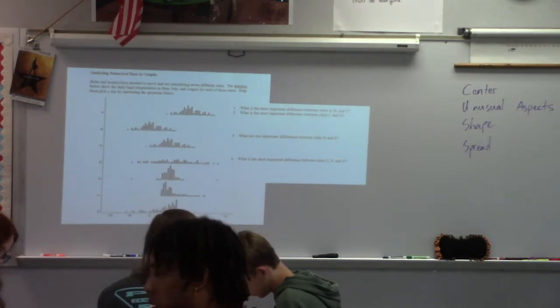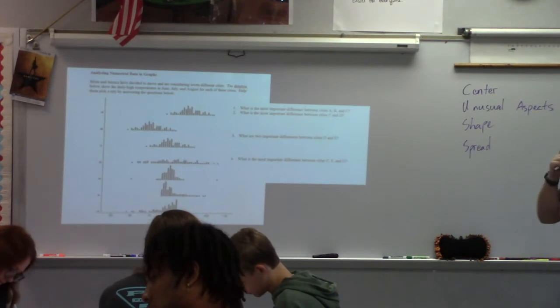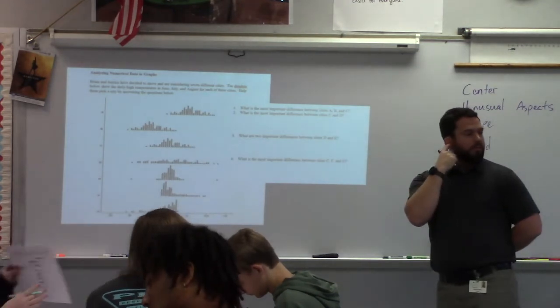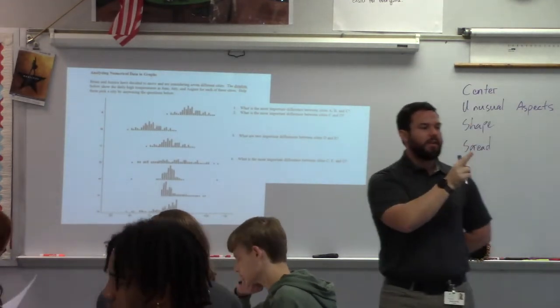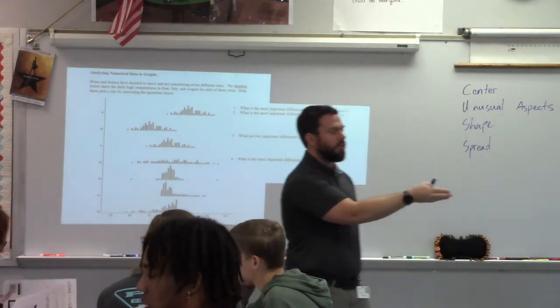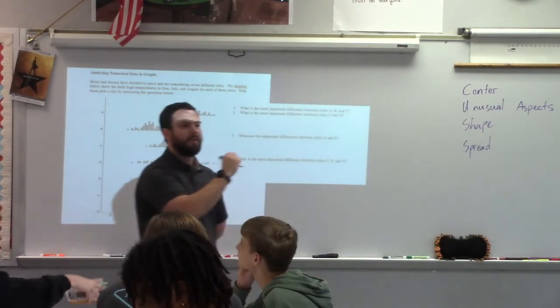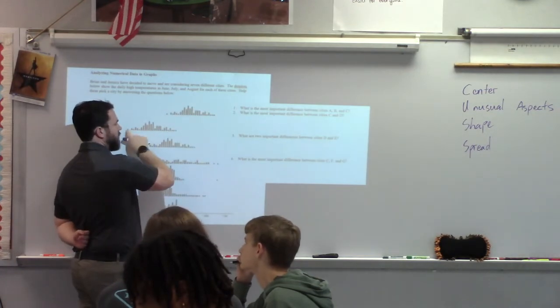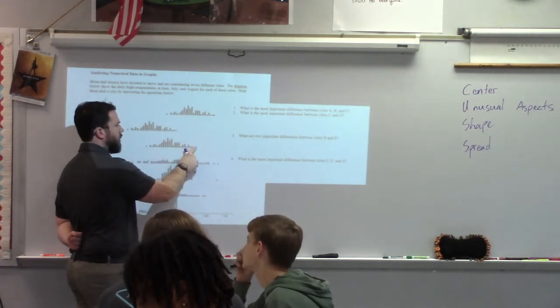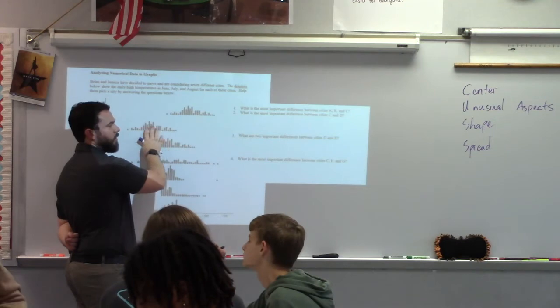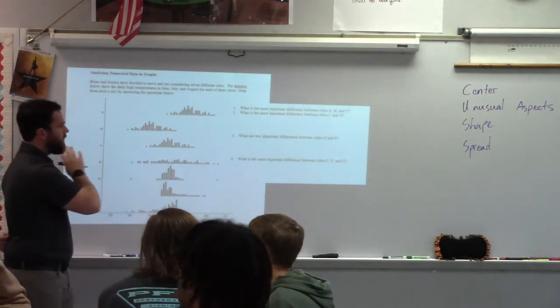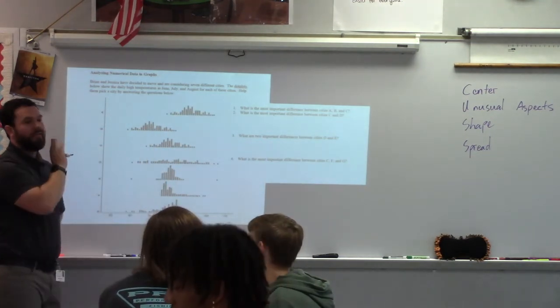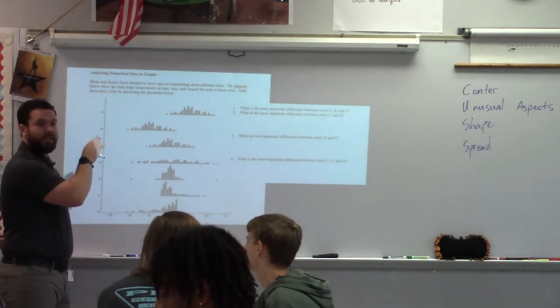Okay, so they have the same shape. What else? They have different centers, which Hudson used what term for that? Average, right? Please notice, if you look at these shapes, they're exactly the same. They in fact have the same what other term? They have the exact same spread. They don't have any unusual aspects, but they do have the same spread.